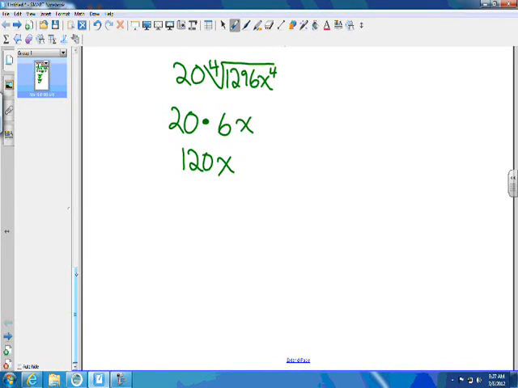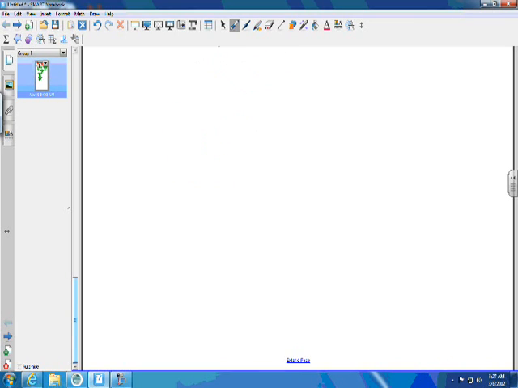Over on 411, add and subtract radicals. And 2 square root 12 minus 3 square root 27 plus 2 square root 48.